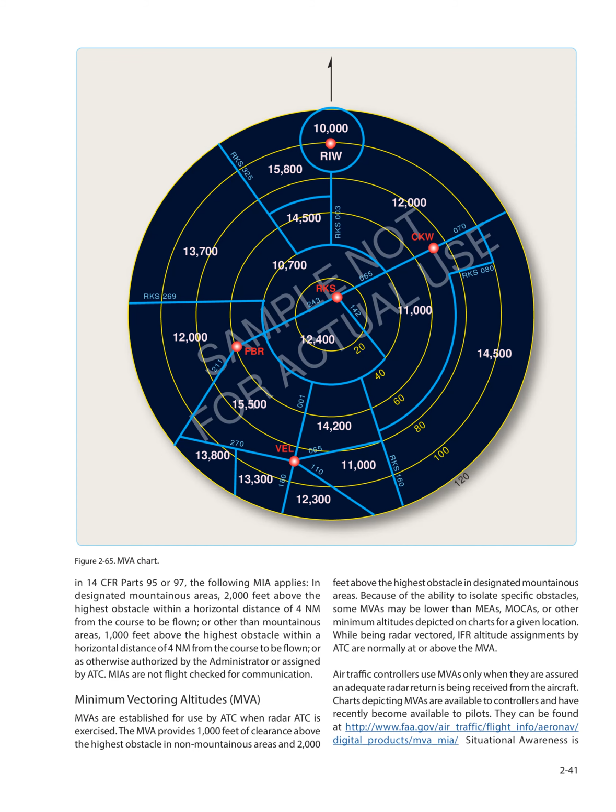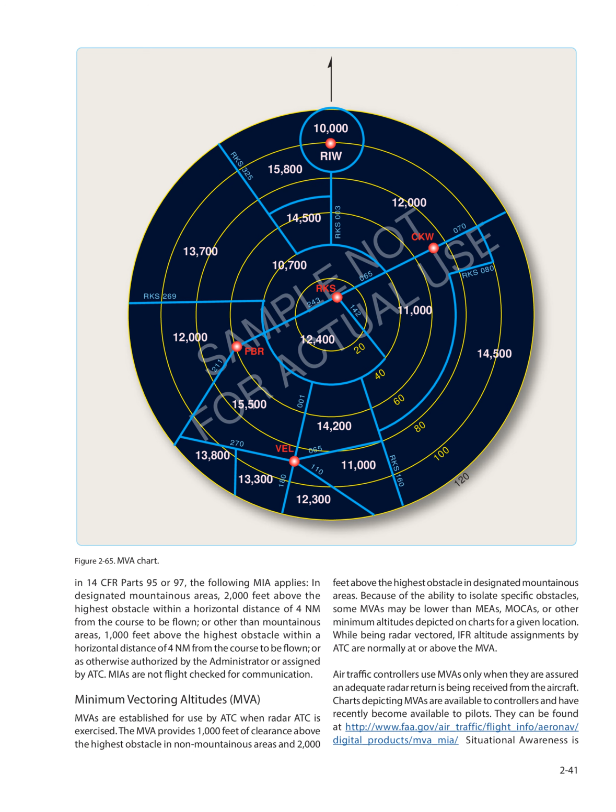in 14 CFR Parts 95 or 97, the following MIA applies: in designated mountainous areas, 2,000 feet above the highest obstacle within a horizontal distance of 4 nautical miles from the course to be flown; or other than mountainous areas, 1,000 feet above the highest obstacle within a horizontal distance of 4 nautical miles from the course to be flown; or as otherwise authorized by the Administrator or assigned by ATC.